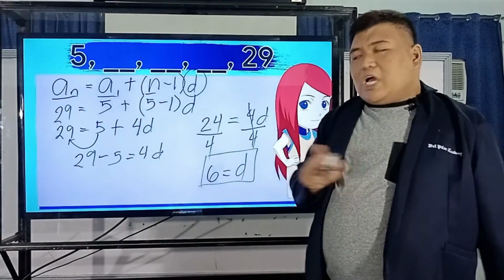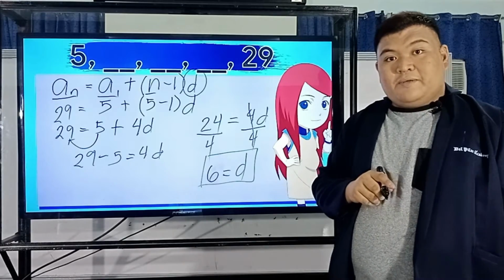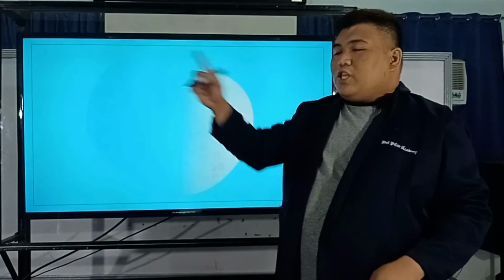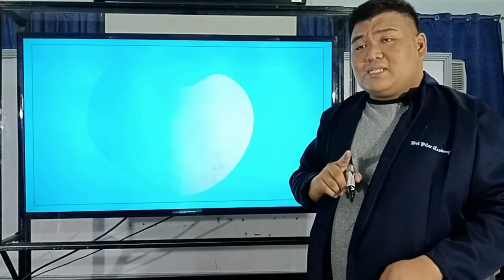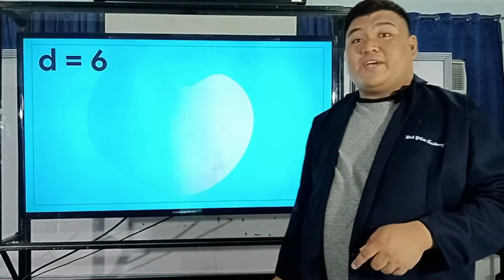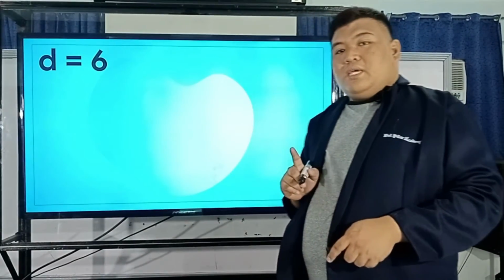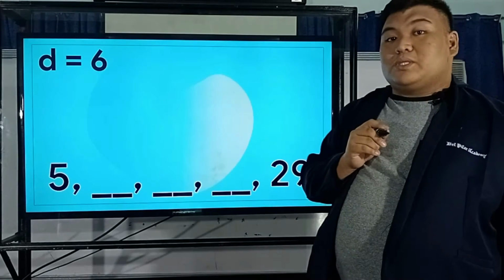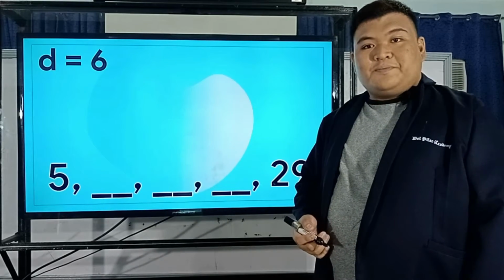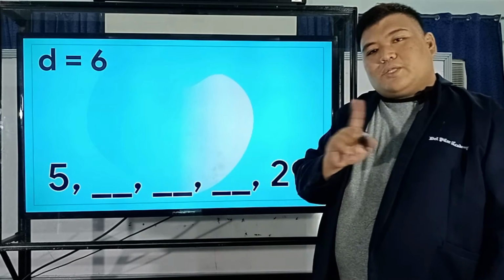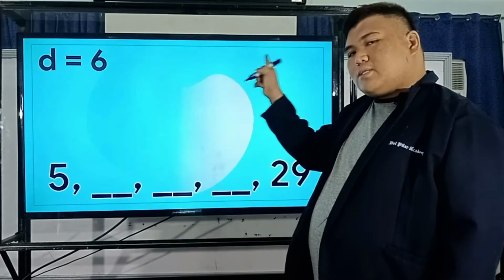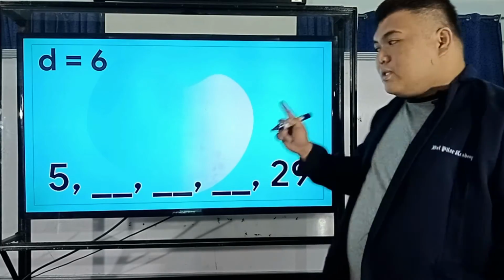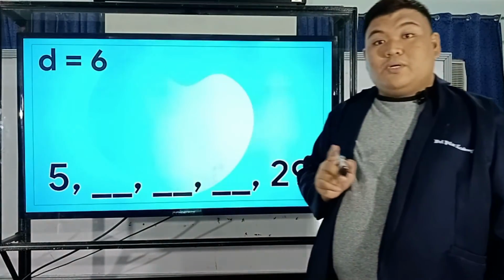O ngayon, alam na natin ang common difference nila ay 6. Ano naman yung susunod na gagawin? O balik tayo kanina. Ano yung nakuha ulit natin na common difference? Again, nakuha natin common difference is 6. So ano yung gagawin natin kay 6 para makuha yung tatlong missing terms ng arithmetic sequence? O, balik kayo doon sa lesson number 1. Ano yung ginagawa natin para makuha yung next two terms? Diba? Ina-add lang natin si common difference doon sa huling term ng arithmetic sequence.